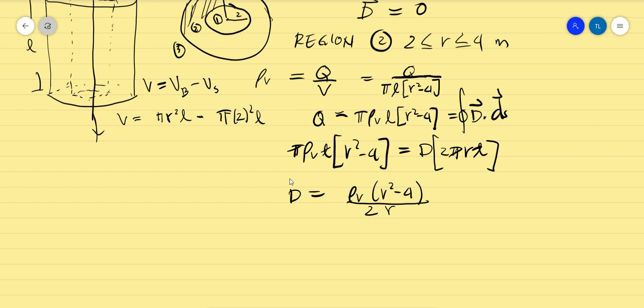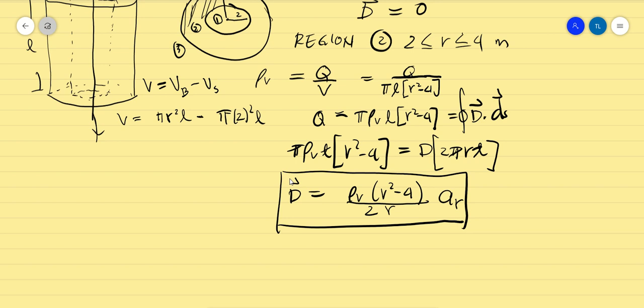And the direction of this one, we know the direction is outward. It's a cylinder, so it's a_r. So this will be the flux density at region 2, and it changes from 2 to 4.